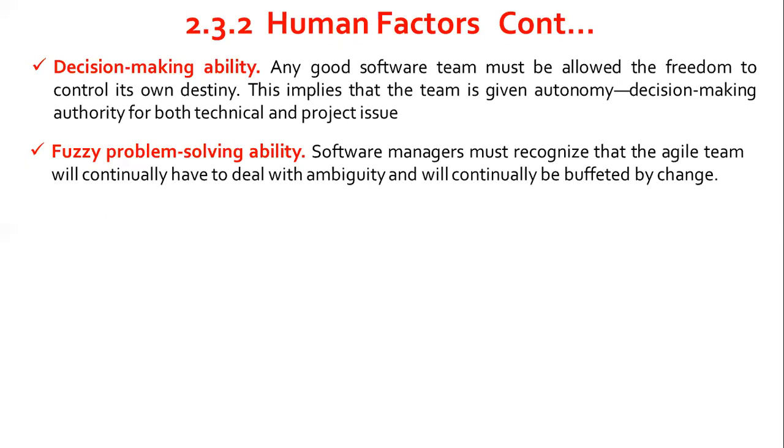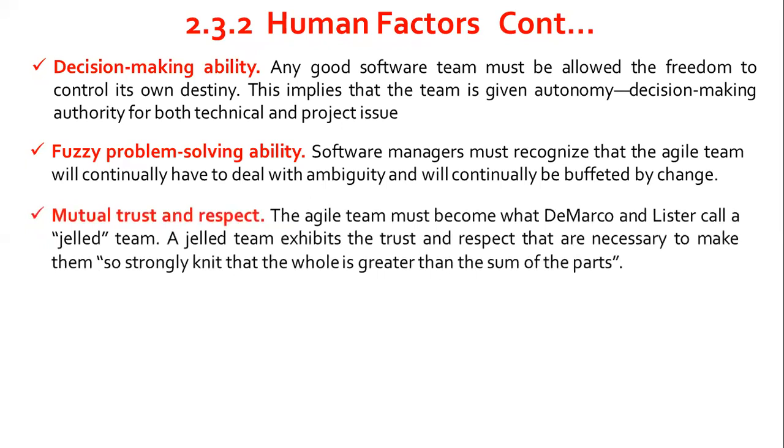So here the next one is mutual trust and respect. The agile team must become what DeMarco and Lister call a gelled team. A gelled team exhibits the trust and respect that are necessary to make them so strongly joined that the whole is greater than the sum of the parts.